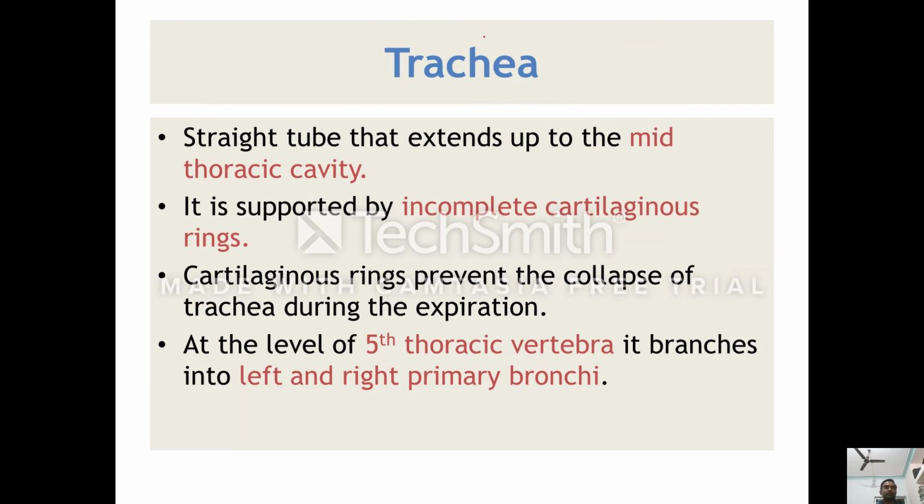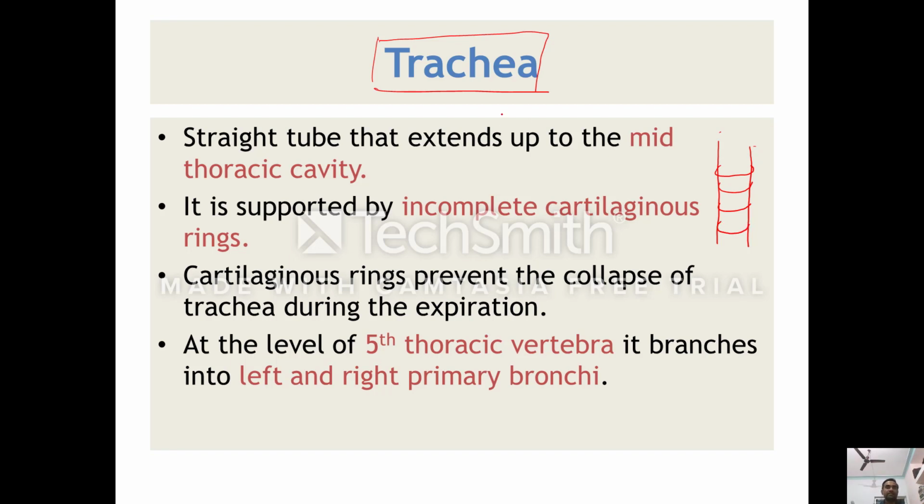Next part of the human respiratory system is the trachea. The trachea is basically a straight tube. If we draw the structure of the trachea, it is simply a straight tube, and incomplete cartilaginous rings are present in this trachea. So this is the trachea.